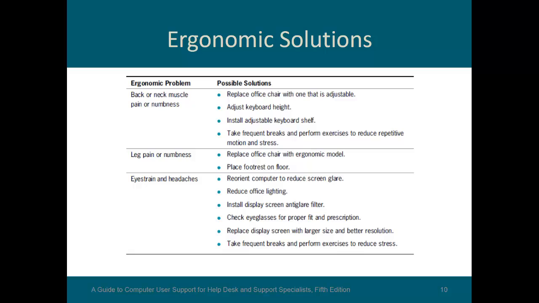Ergonomic solutions. You have ergonomic problems, back or neck muscle pain or numbness. You have different solutions such as adjusting keyboard height, installing a shelf. Leg pain or numbness, you can replace the office chair with an ergonomic model or put a footrest on the floor. Eye strain and headaches, you can reorient a computer to reduce glare, install display screen anti-glare, among other things listed here.